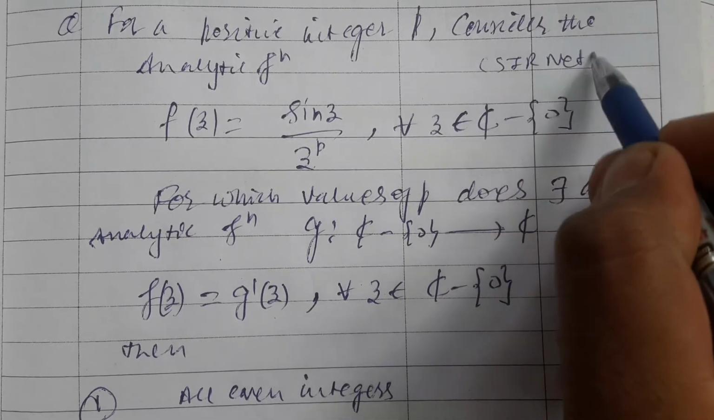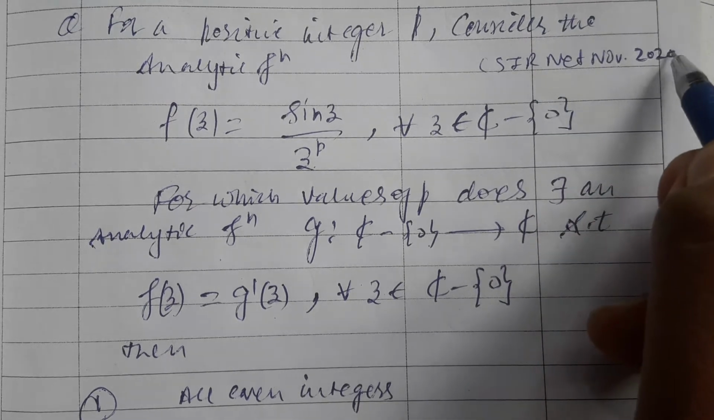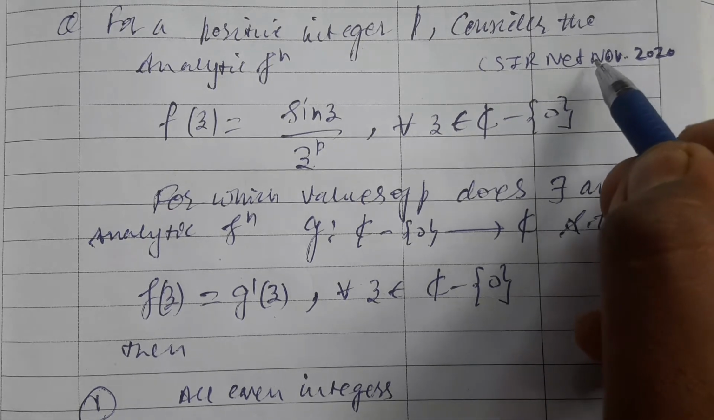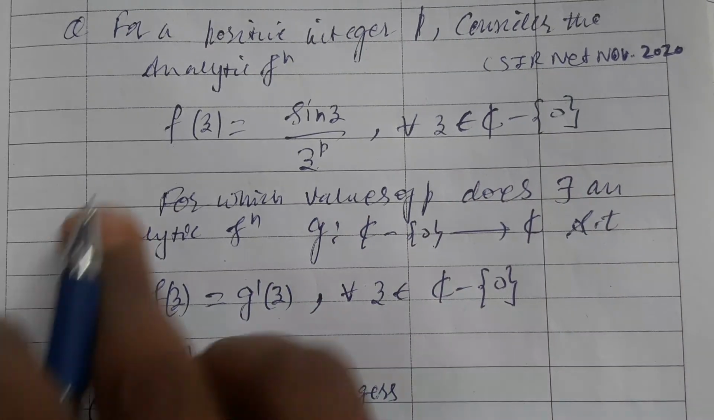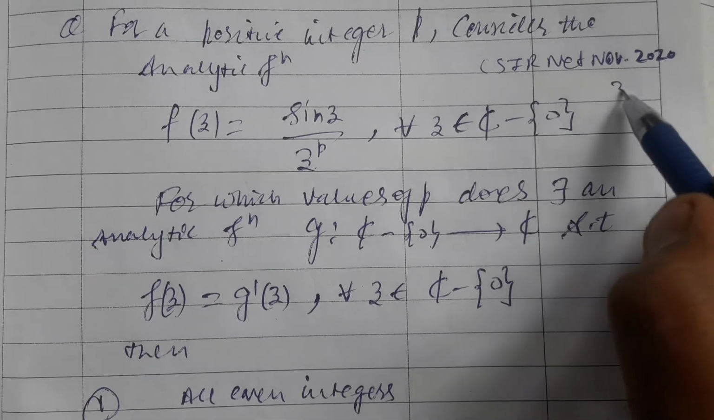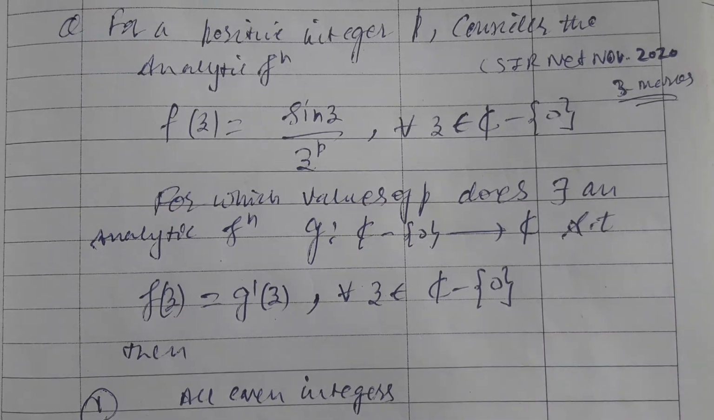Today let us discuss the problem which was asked in CSIR NET November 2020, which was postponed because of the COVID-19 pandemic. This problem is taken from complex analysis and is a 3 mark question, asked in Part B section, where only one option is correct and the other options are wrong.